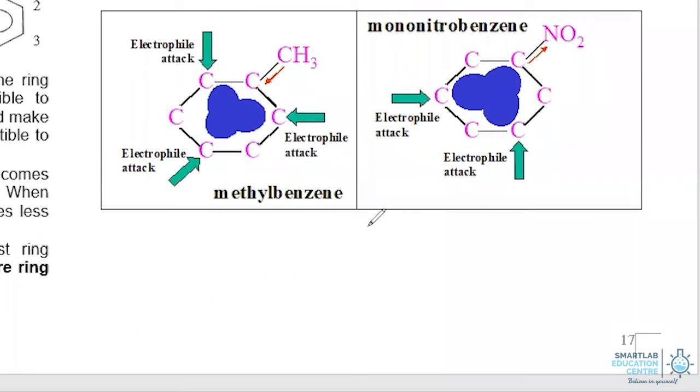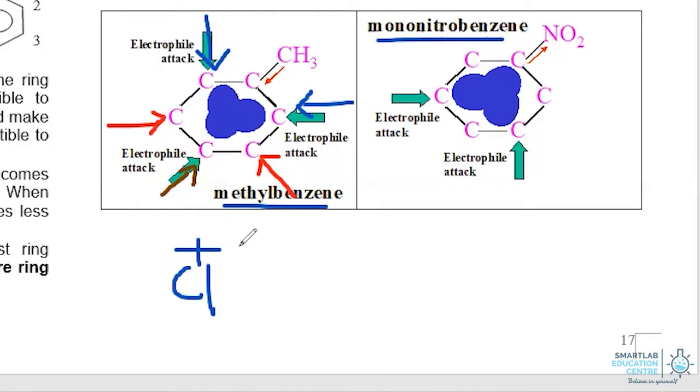Okay, let's now take a look at the final part for electrophilic substitution. The question that we're dealing with is how methylbenzene and mononitrobenzene undergo further electrophilic substitution, say, for example, with the electrophile Cl+. Let's take a look at what the possible isomers are that can be produced when methylbenzene reacts with Cl+.